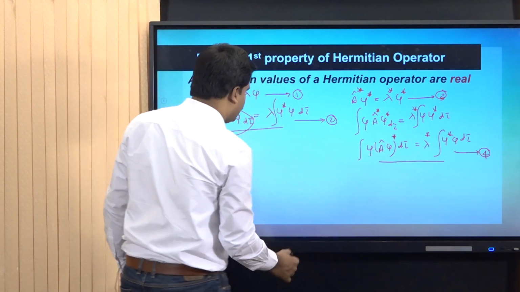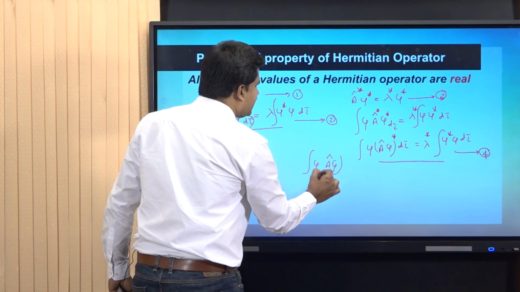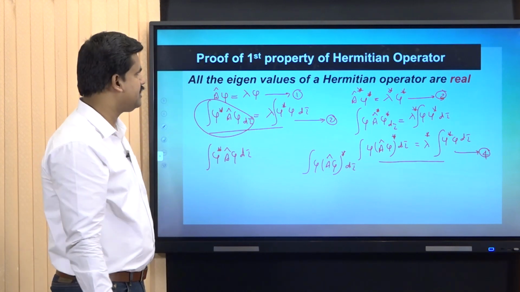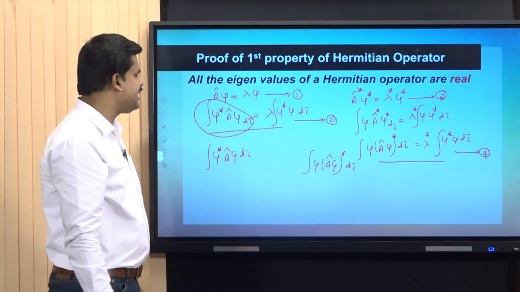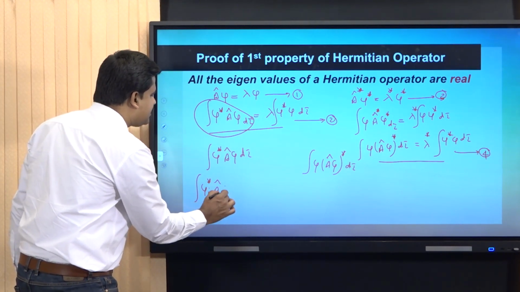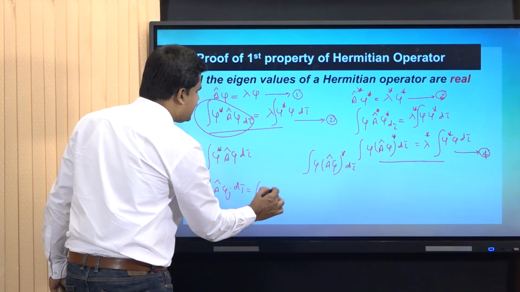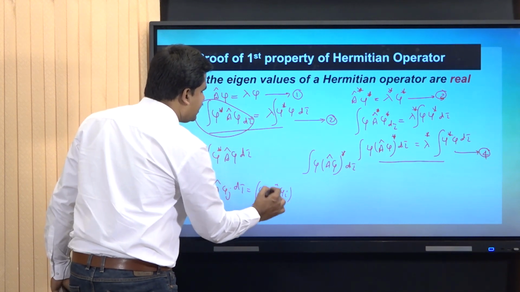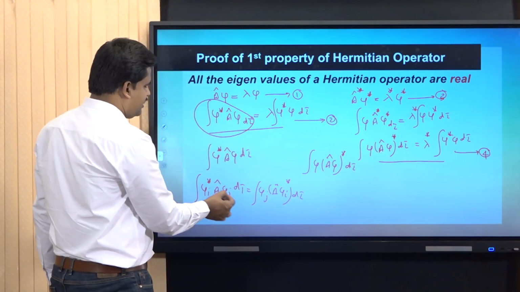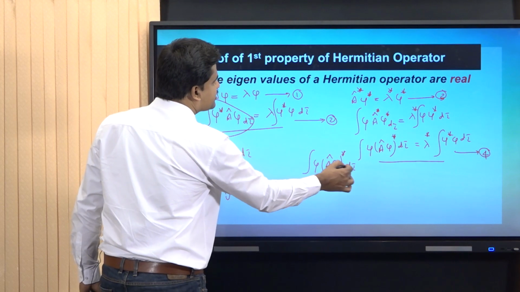The left hand side of equation 4 is the integral of psi A hat psi the whole star d tau. We already learned about the Hermitian property. An operator A hat is said to be Hermitian if the integral of psi i star A hat psi j d tau is equal to the integral of psi j A hat psi i the whole star d tau. By analogy, if I replace the subscripts i and j, the integral of psi star A hat psi d tau is equal to the integral of psi A hat psi star d tau.